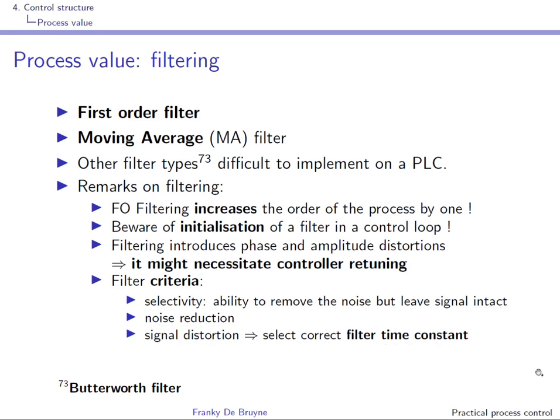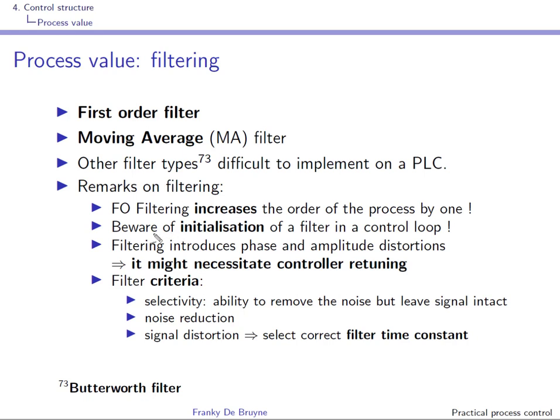Well, of course, the filtering procedure is influencing the process because the controller is seeing the filtered PV, right? So if you use first order filtering, the order of the process is increased by 1, and this first order filter, as we have seen, will introduce phase and amplitude distortions, right? So it might be necessary to redo the controller tuning. So the procedure is that you first have to filter the PV, choose the appropriate time constant, and when you're ready, you can start the tuning exercise of the PID controller.